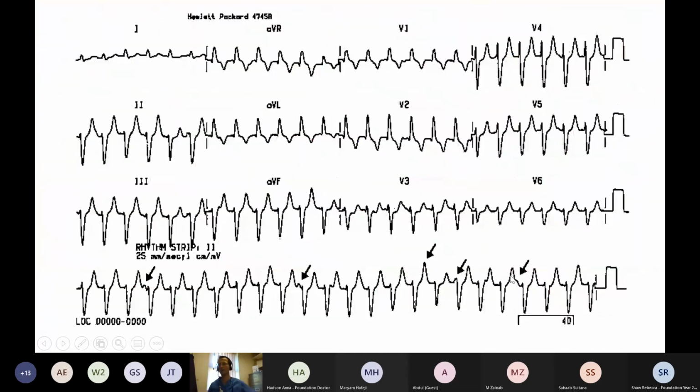And I think this is my last ECG. What about this one? Is this a SVT with aberrancy, or is this a VT?